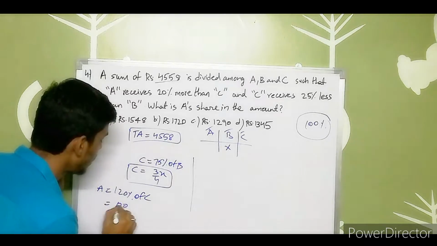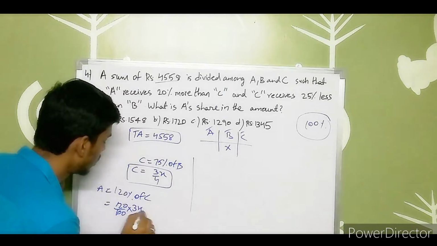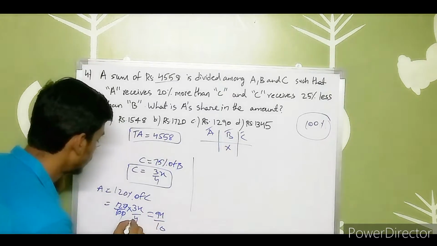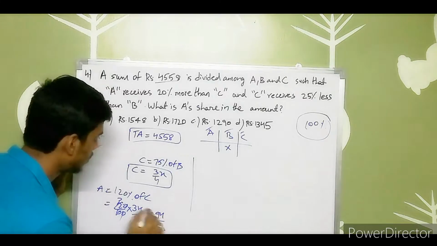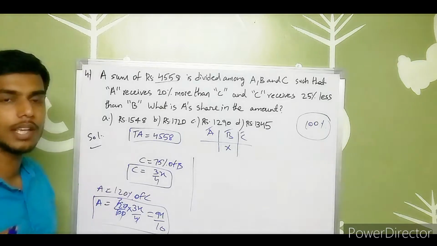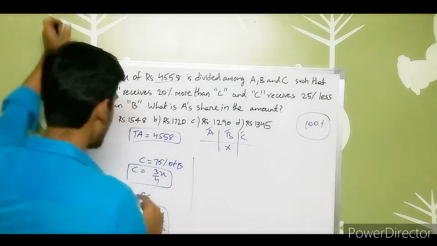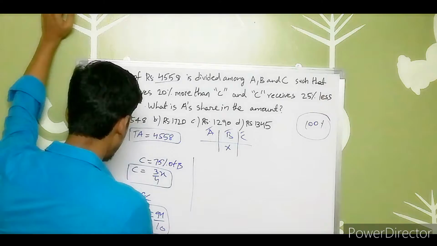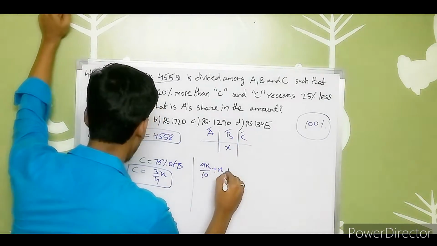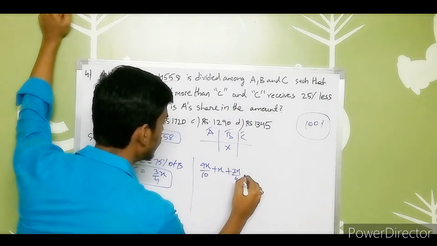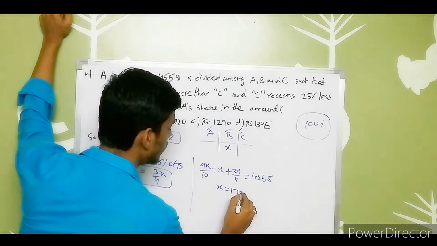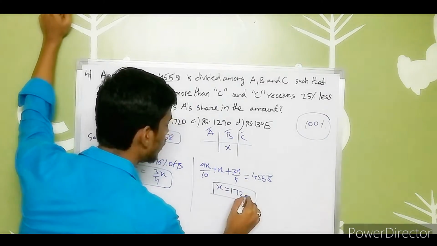That means 120 by 100 into 3x by 4. By cancelling this, I will get 9x by 10, 4 3s are 12, so A equals 9x by 10. We know the total amount is 4,550, that means A plus B plus C equals 4,550. So 9x by 10 plus B equal to x as we assumed, plus C equal to 3x by 4, equals the total amount 4,550. By calculating this, I will get x as 1720.